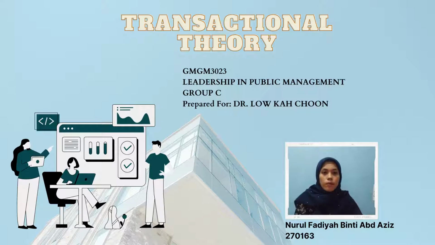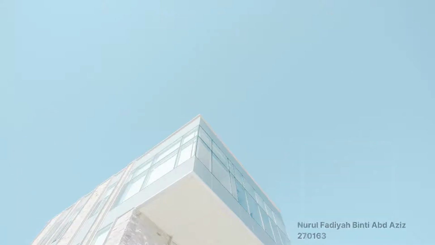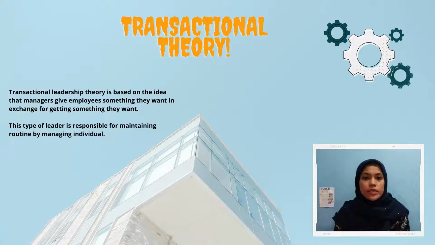Today I would like to talk about transactional theory. Transactional leadership theory is based on the idea that managers give employees something they want in exchange for getting something they want. It posits that workers are not self-motivated and require structure, instruction, and monitoring in order to complete tasks correctly and on time. Transactional leadership focuses on results, conforms to the existing structure of an organization, and measures success according to that organization's system of reward and penalty.